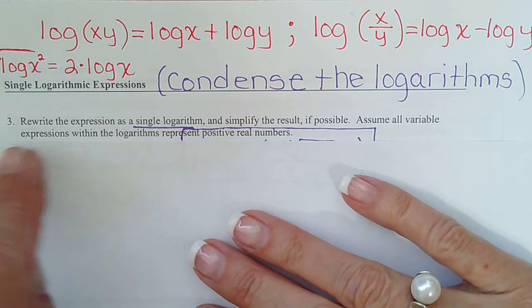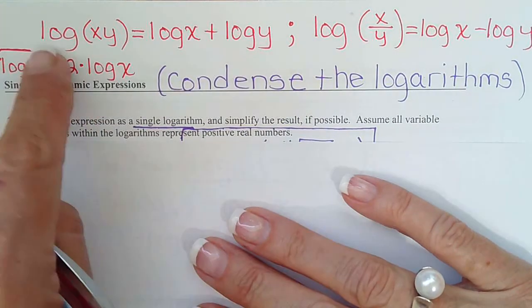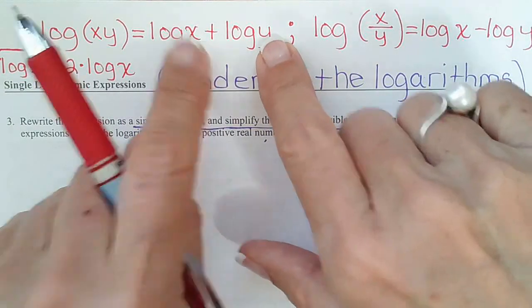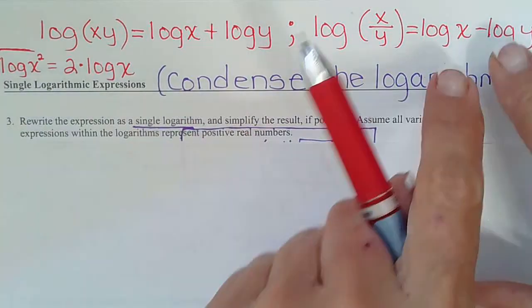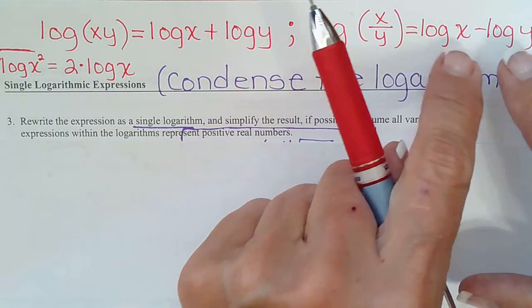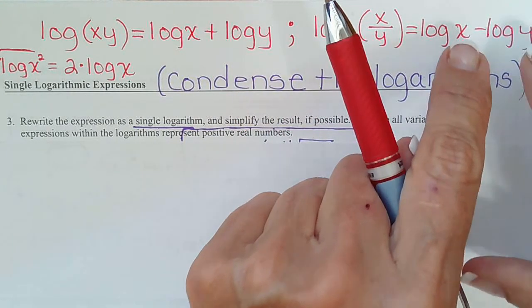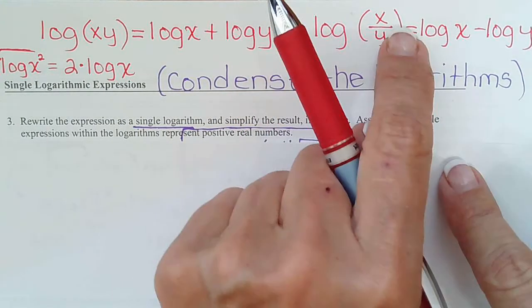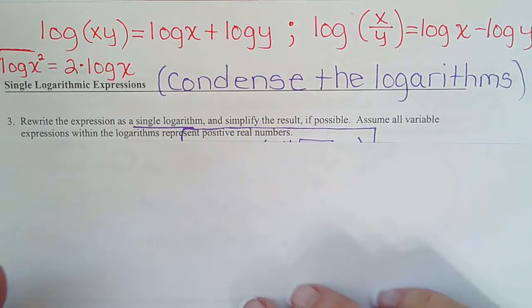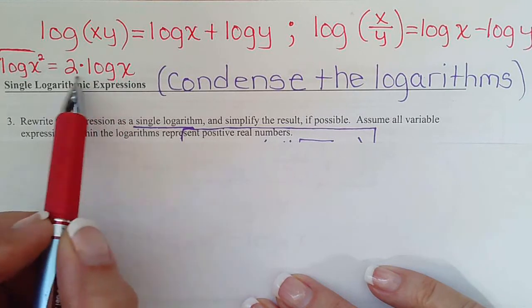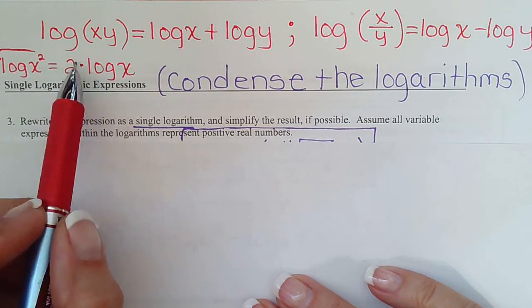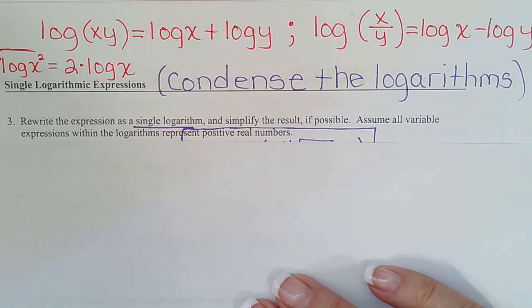Oh, they want us to write as a single logarithm. Well, I write the word log once. Addition makes me multiply my arguments. Subtraction tells me to put these in the argument and divide. So I'm doing the properties backwards this time, so that's why I had those out. So you're going to start with this, and then your first step is going to be to put it back up there.